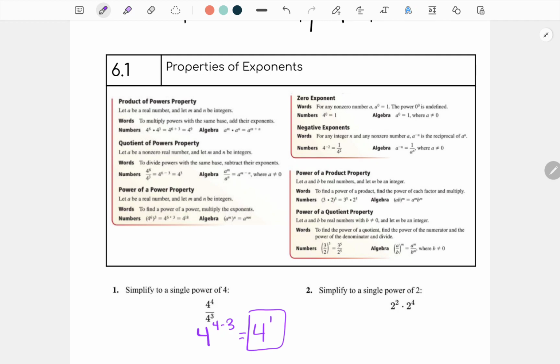For number 2, we're going to simplify to a single power of 2. Since we are multiplying, we're going to use product of powers property, which means we're going to keep the base the same, and we're going to add the exponents. So 2 plus 4 is 6. So my answer is 2 to the 6th power.